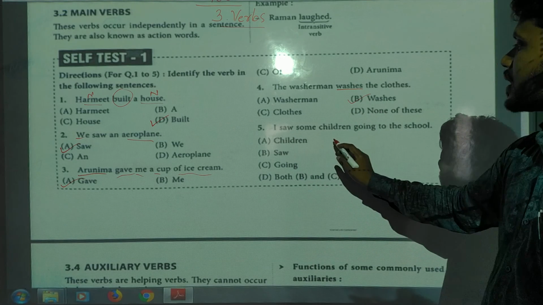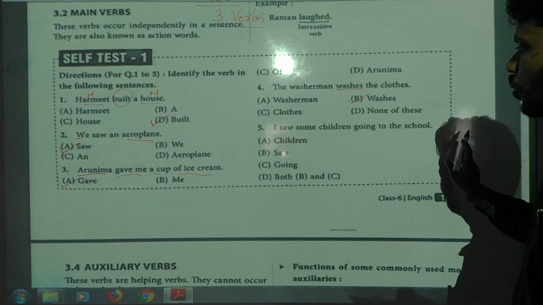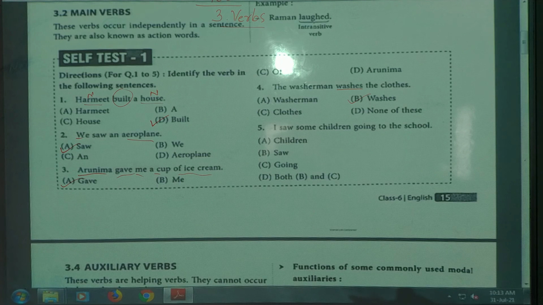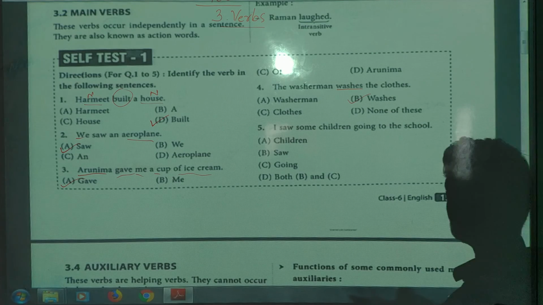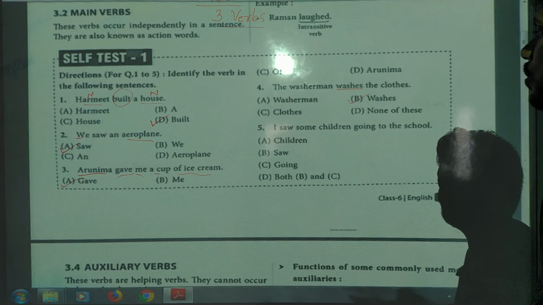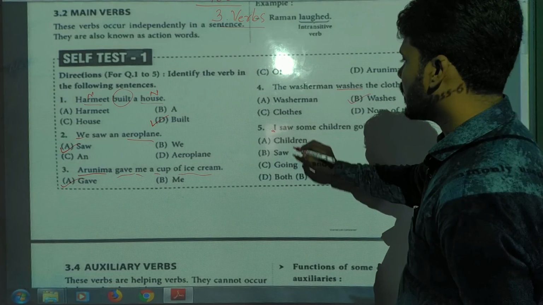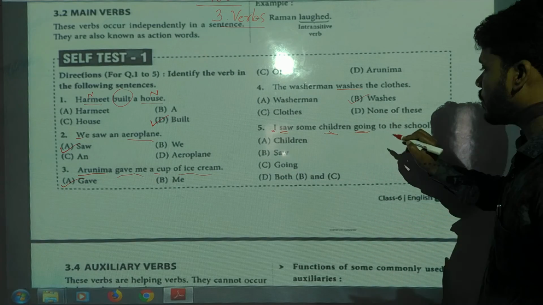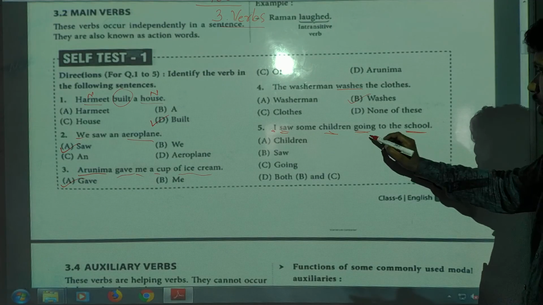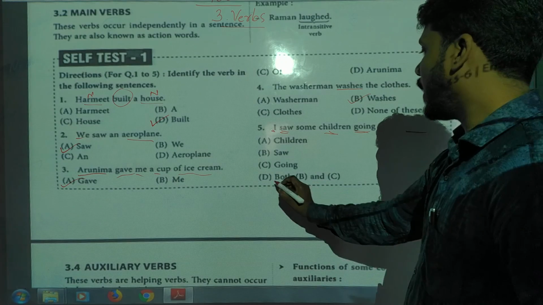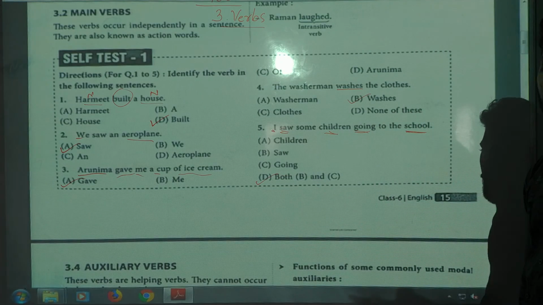Next, fifth one. I saw some children going to the school. What is the verb here? Okay, what is the verb? I saw some children going to the school. See here. I is a subject. Saw is a verb. Children is a noun. Going is also a verb. To the school is also a noun. So which one? B, C, means both B and C. Option B is correct. Understand?